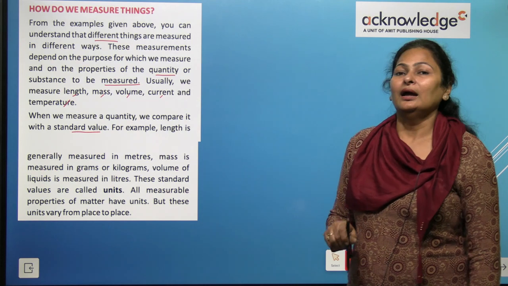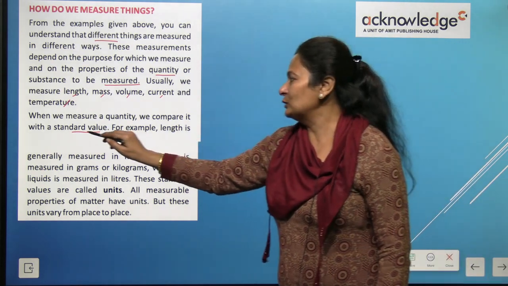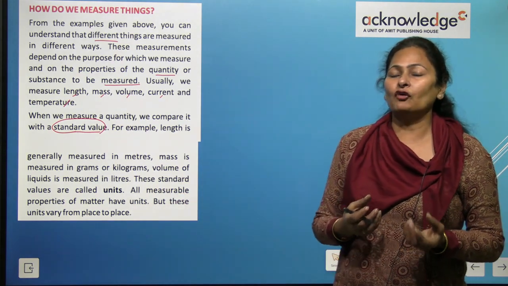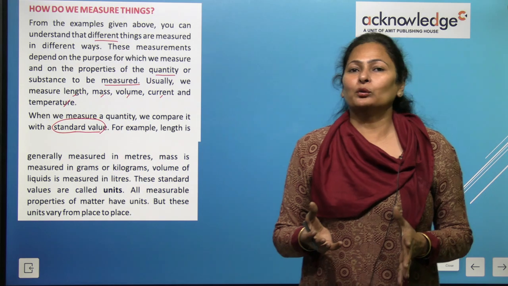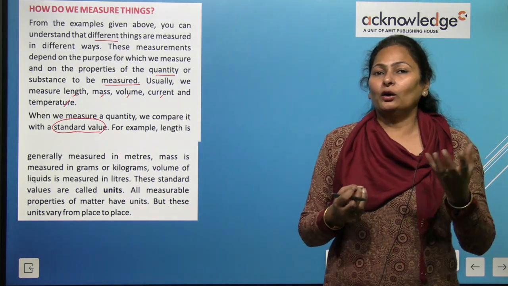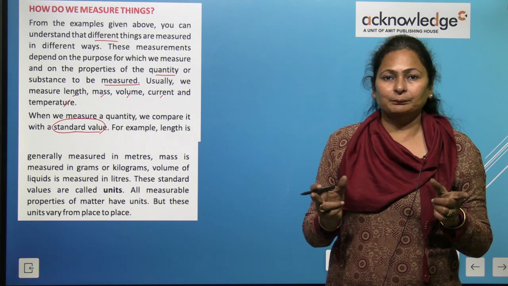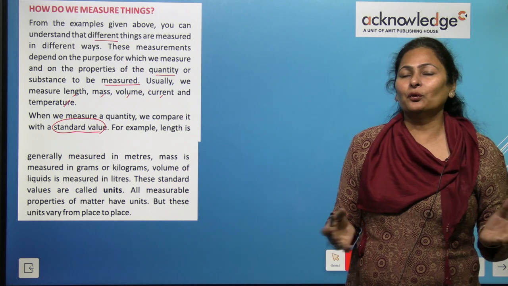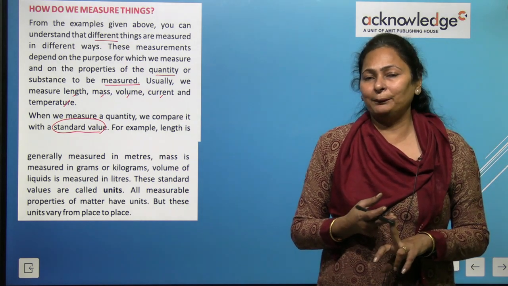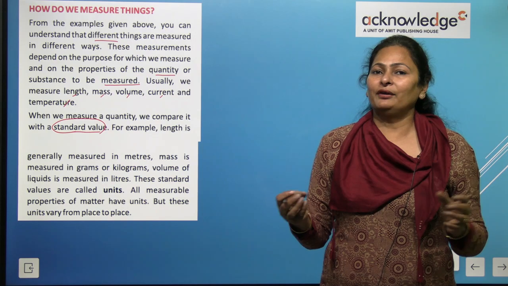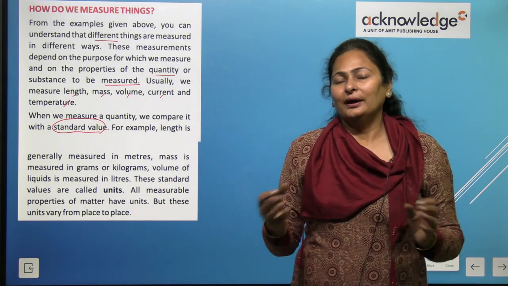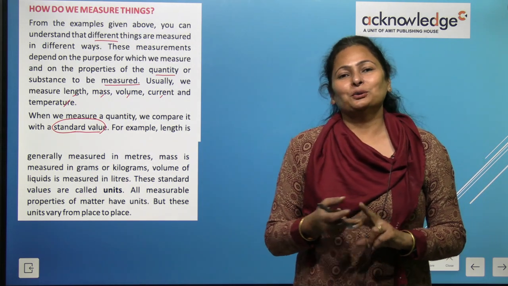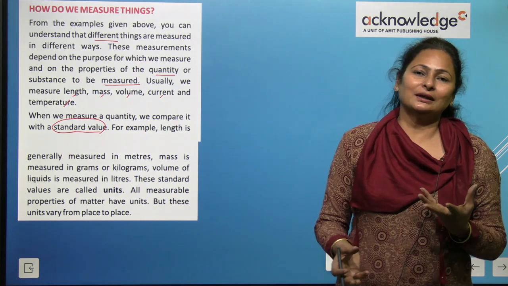For example, length has a standard value. Standard value means there is a standard unit which is followed entirely in the world, so the measure will remain the same. The units measured will remain the same wherever you go. If you are going to purchase 1 kilo of apples, it is the same everywhere, at any place you purchase 1 kg of apples. So the quantity is the same, 1 kg of apples.